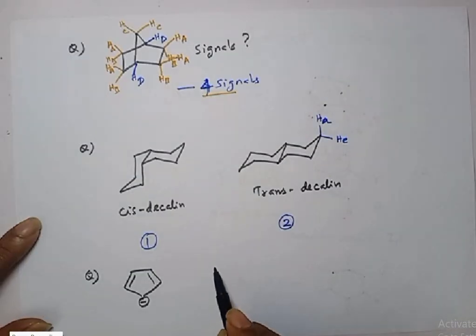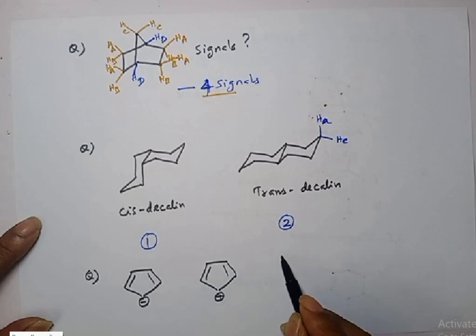Tell me how many signals we get in the proton NMR spectrum of each of these compounds.